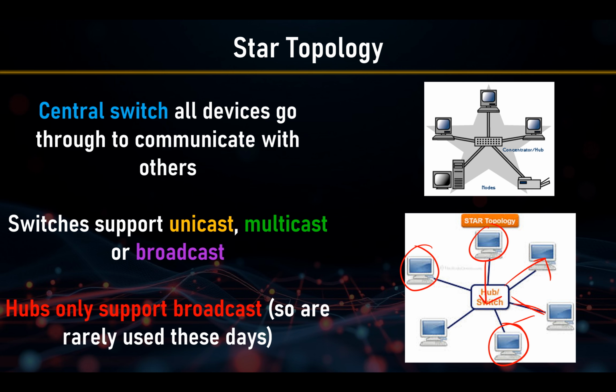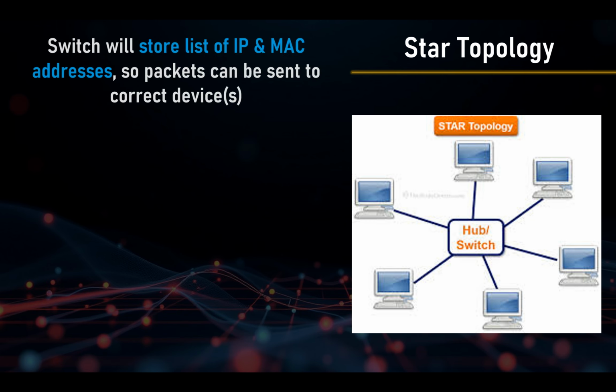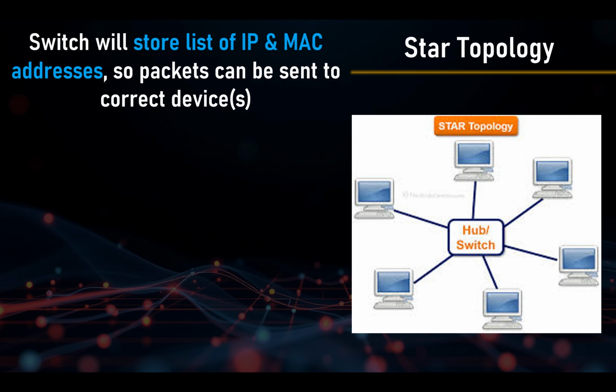So hubs only support broadcast. That's why generally we're going to use a switch instead. As mentioned in this diagram, it could be either a hub or a switch, although realistically, in 2025 it's probably going to be a switch. A switch will support a list of, usually, MAC addresses. I mean, it can also be IP addresses, so packets can be sent to the correct device.